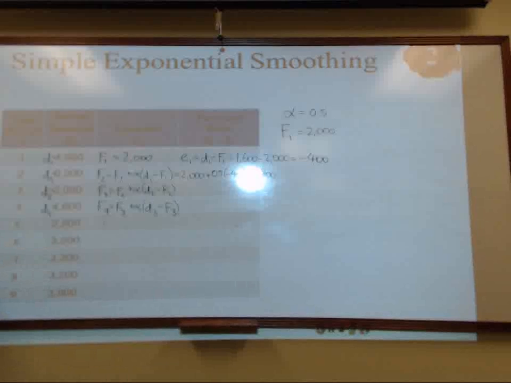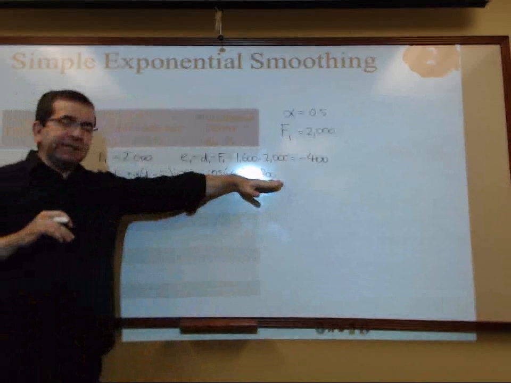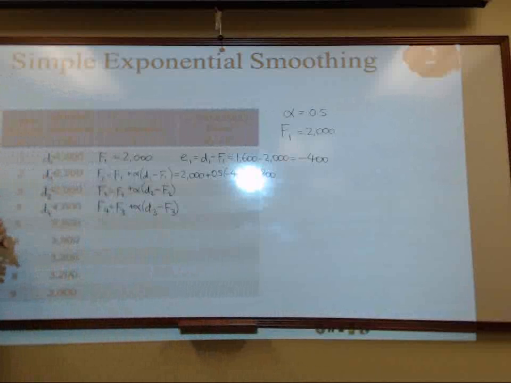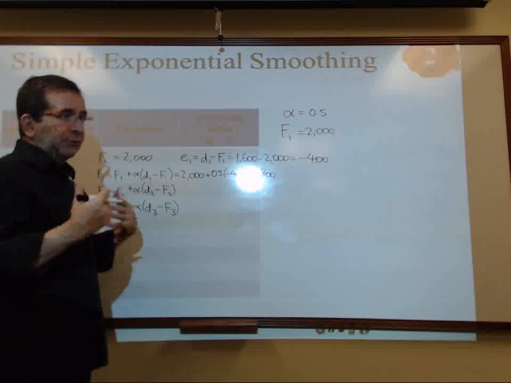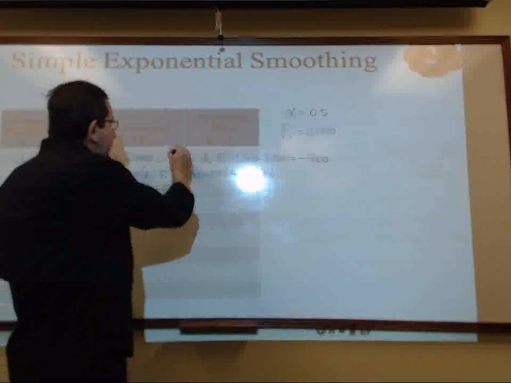Okay. Now, how are we doing now? Actual demand is 2,200. Our forecast is 1,800. So now we went down, but we went down too much. So we need to bring up the forecast. So if we're too low, the forecast error should be positive. Okay, let's calculate that.